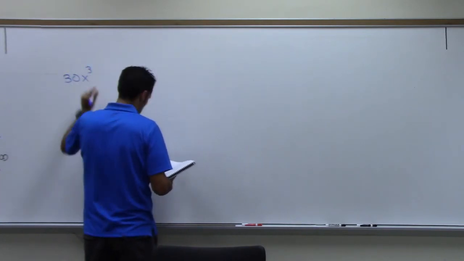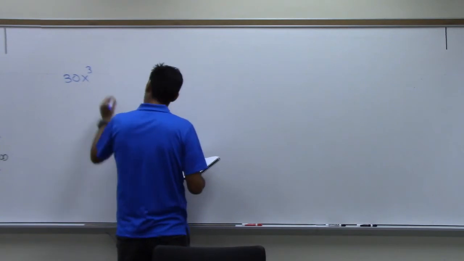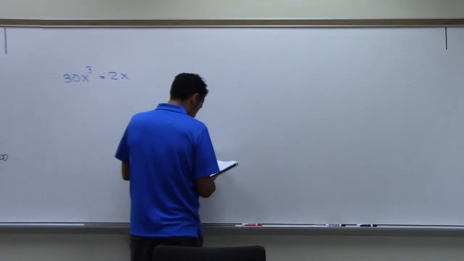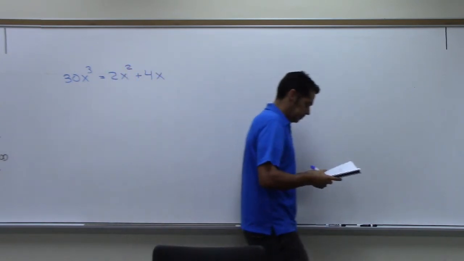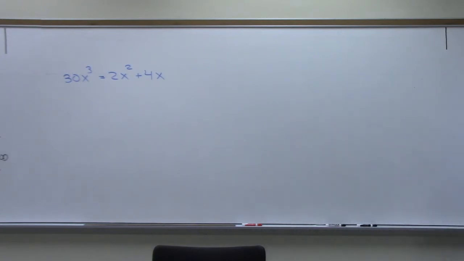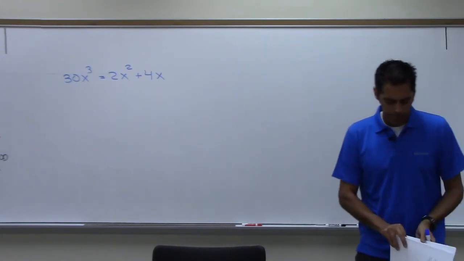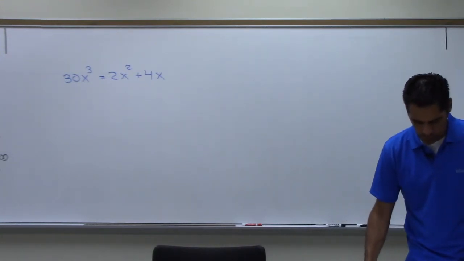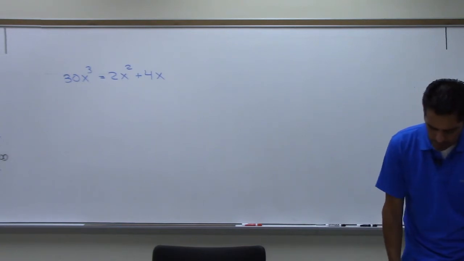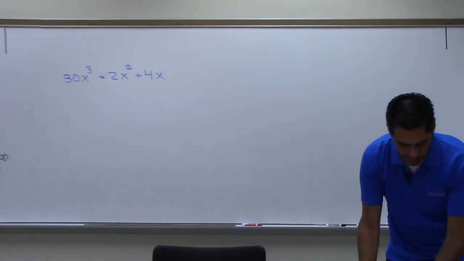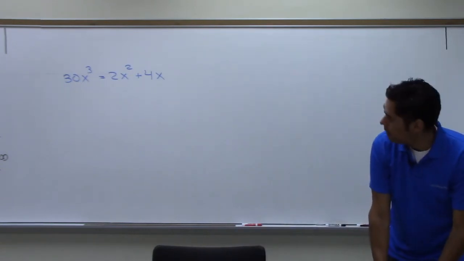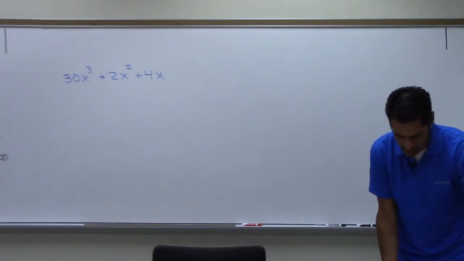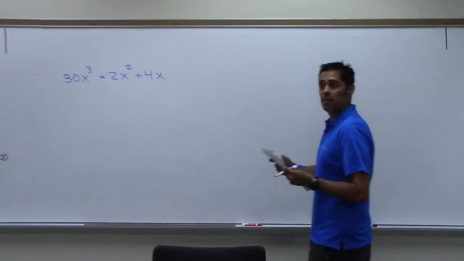30x cubed equals 2x squared plus 4x. You should probably be looking at that saying, hey, that is not a quadratic equation, because it's not squared. The highest thing you have there is cubed. That's bigger than squared.